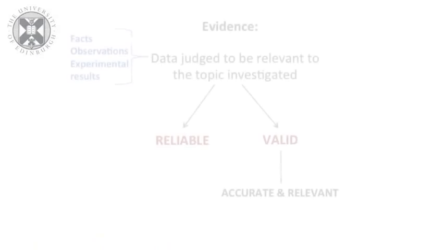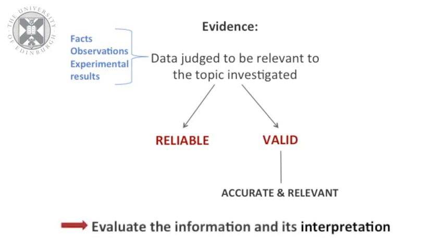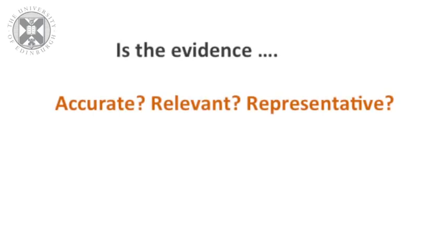In addition to being reliable, evidence must also be valid. It should be accurate and relevant to the argument or the theory it is supposed to support. To assess the validity of the evidence, you need to evaluate the information and its analysis, how the evidence has been interpreted. You should ask, is the evidence accurate? Is the evidence relevant or out of context? Is the evidence a representative example?